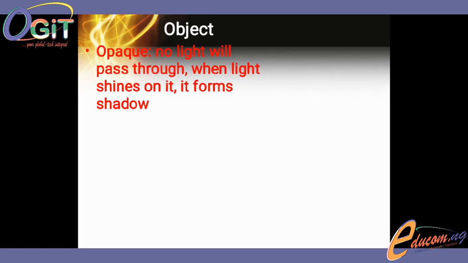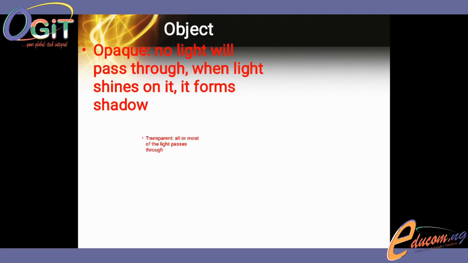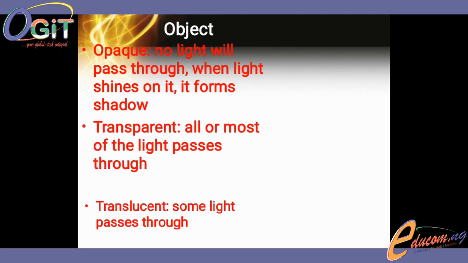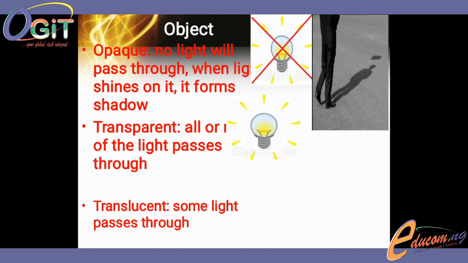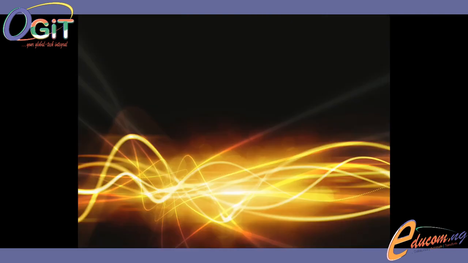Other objects we want to talk about are opaque objects, and these are objects that do not allow the passage of light through them, and when light shines on them, they form what we know as a shadow. Transparent objects allow light to pass through them almost completely, and translucent objects allow light to pass through them partially, but not completely like transparent objects.